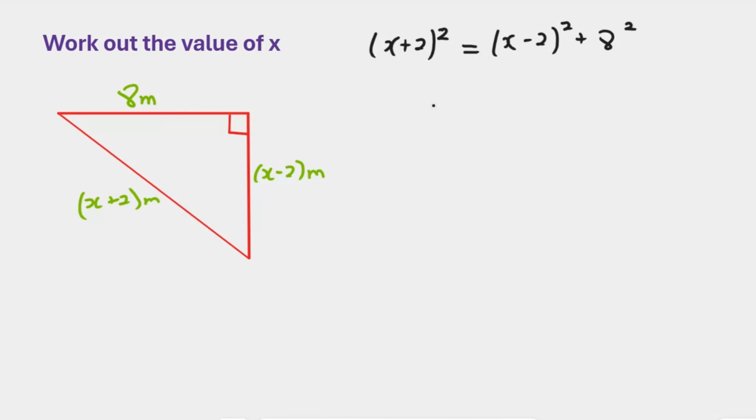So that is how you're supposed to set up the equation. This is the Pythagoras theorem. So the next thing is to expand these expressions. And how do we expand this? This is a perfect square. We have to multiply this one by itself.